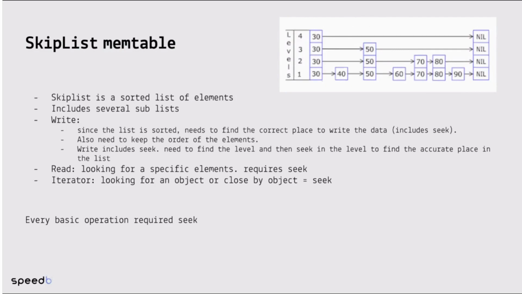It's pretty much the same. We're talking about log n. The issue with Skiplist is that the lists are always sorted. So in case you want to insert a new element into the list, you need first to find the correct place to insert the data, and then insert the new element while keeping the list sorted. So this, of course, takes time, and every single operation actually requires a seek before doing it. Even if you want to read an element from the Memtable, you need first to find it in a sorted list. So again, we're talking about log n complexity.